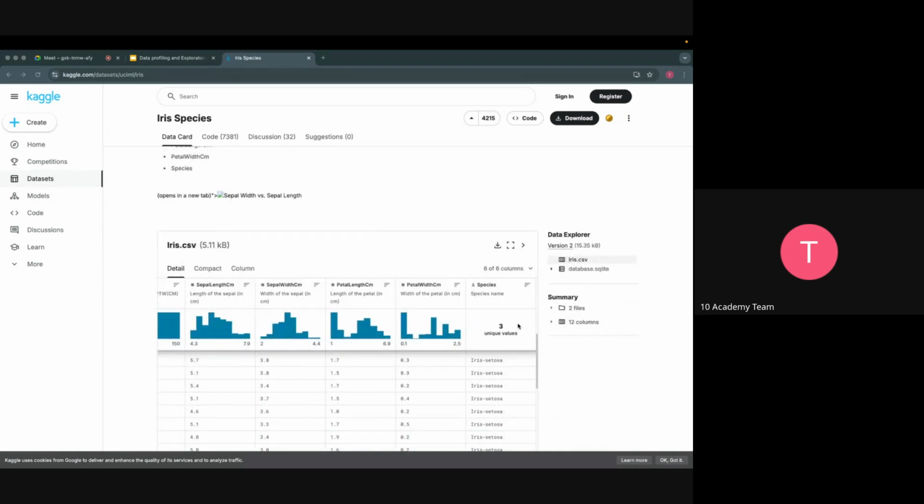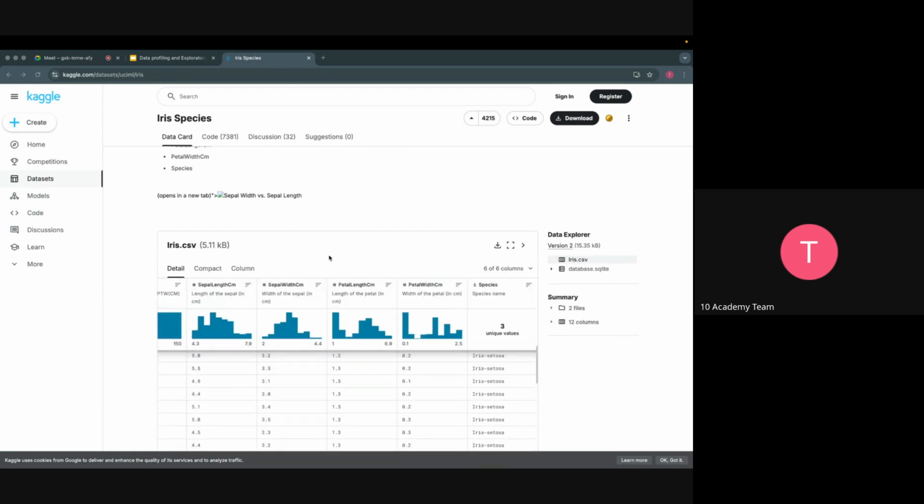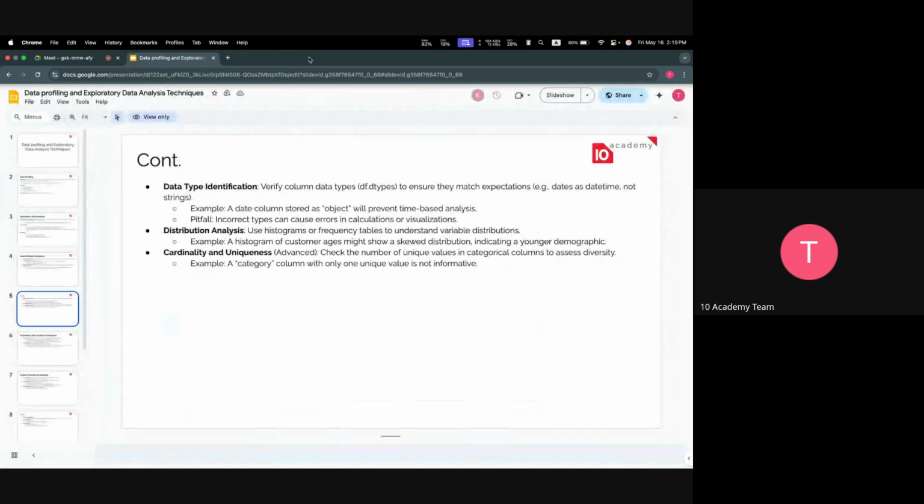We have 3 species, I'm sorry, not 4. Iris setosa, this one, that one. The names are scientific, so I'm not going to go into them. You can take a look at this. We are going to be working with this dataset, okay?